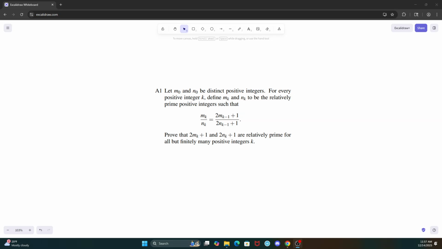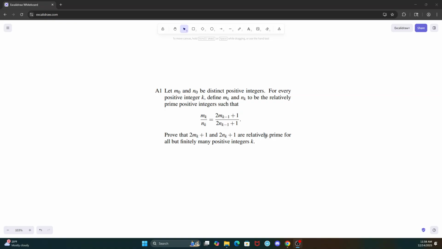Today we're going to be looking at the 2025 Putnam A1. We're given m sub 0 and n sub 0 to be distinct positive integers. For every k thereafter, we define m sub k and n sub k to be the relatively prime positive integers such that m sub k over n sub k is equal to 2 times m sub k minus 1 plus 1, that entire quantity all over 2 times n sub k minus 1 plus 1. I wish to prove that 2 times m sub k plus 1 and 2 times n sub k plus 1 are relatively prime for all but finitely many positive integers k.